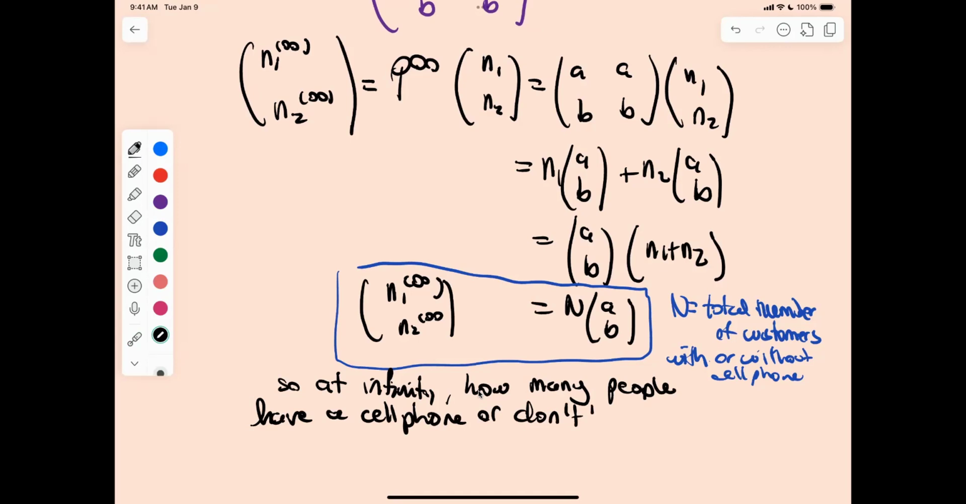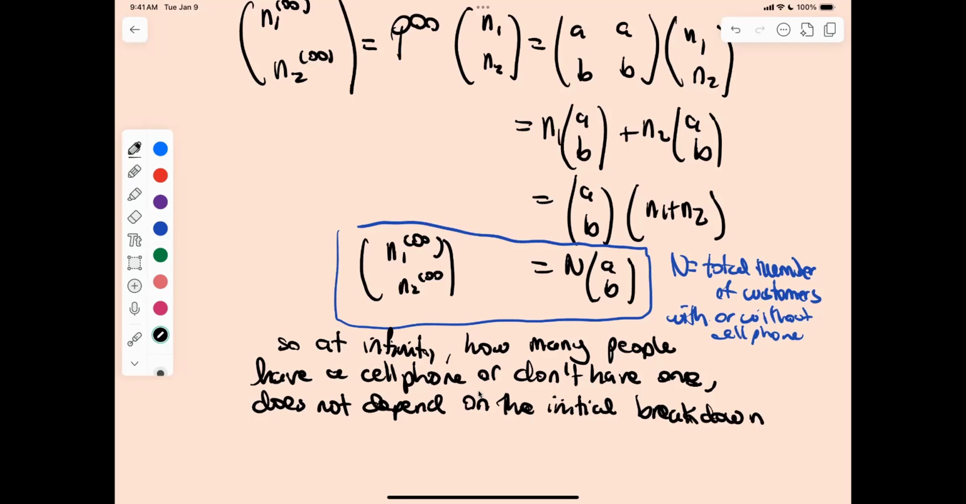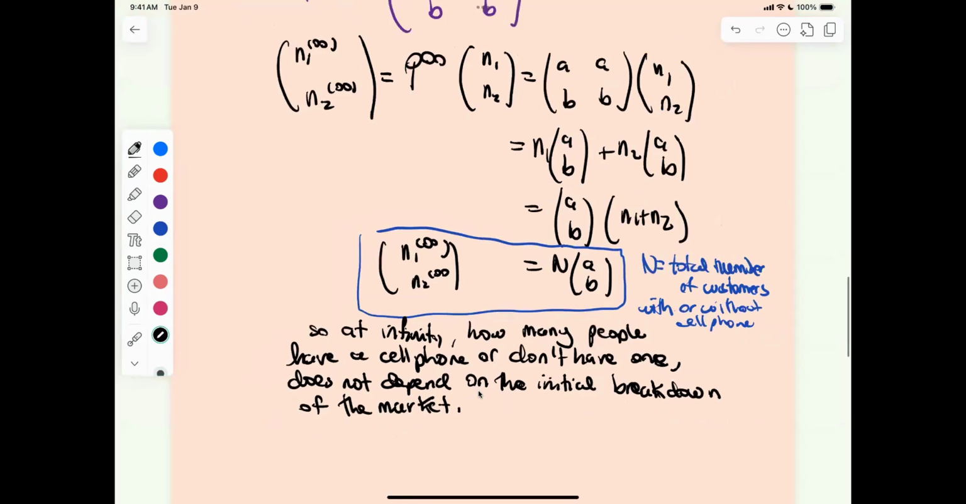Or don't have one. It only depends on how many people were there in the market. It does not depend on the initial numbers of people with or without cell phones, on the initial breakdown of the market, which is kind of cool actually if you think about it. It's a very nice feature.